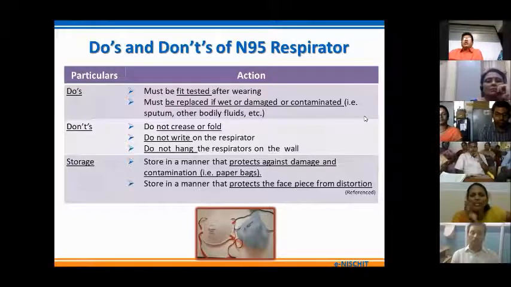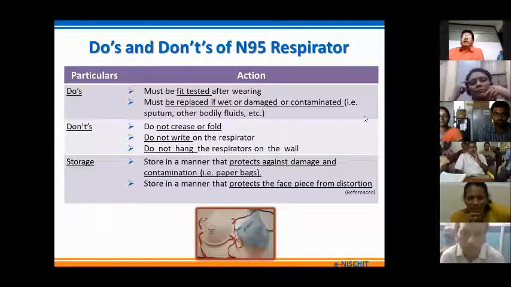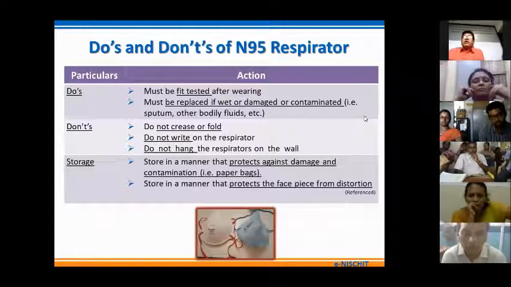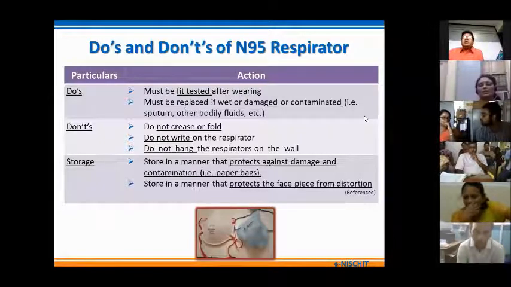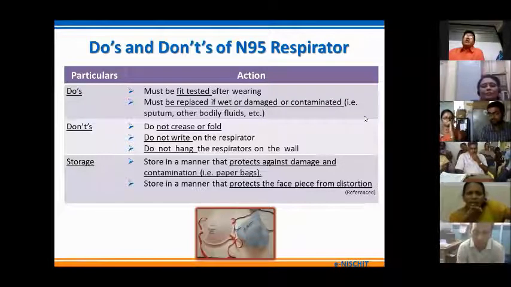So some of the do's and don'ts for respirators, N95 respirators. The N95 respirators should be really worn only when the fit test is done, and the fit test has to be properly done. It must be replaced if wet or damaged or contaminated. So we have to really be careful about these respirators, and we should not crease or fold the respirators after use. Do not write anything on the respirators, because that can puncture it. And do not hang the respirators on the wall, because the elastic bands and other things can really get off, and there is a likelihood that there are going to be punctures, or they can get infected from inside.